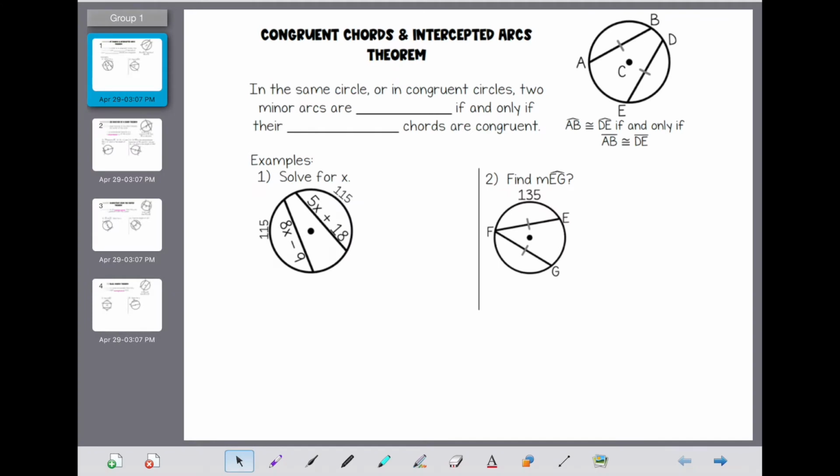Welcome to our lesson on chord theorems. So there's 4 theorems we're talking about today. The first one is what happens with congruent chords and their intercepted arcs.